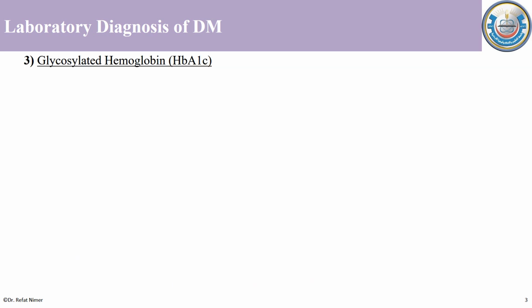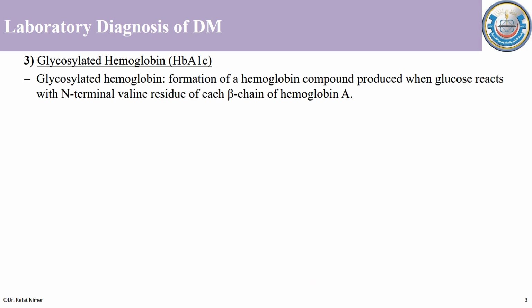Hemoglobin. Let's talk a bit about glycosylated hemoglobin. So glycosylated hemoglobin is the hemoglobin compound produced when glucose reacts with the N-terminal valine residue of each beta chain of hemoglobin A.